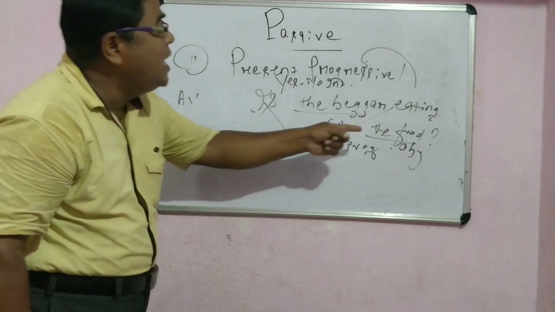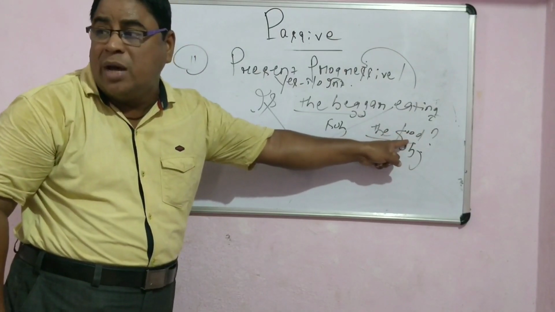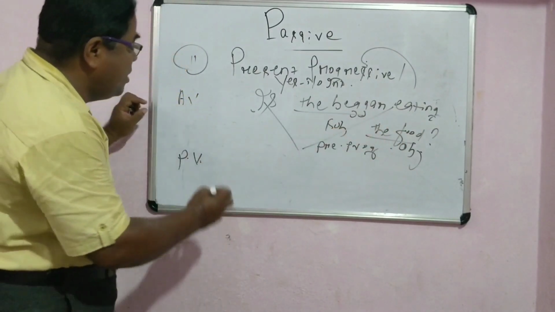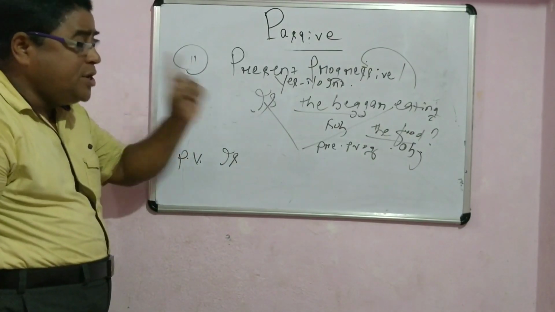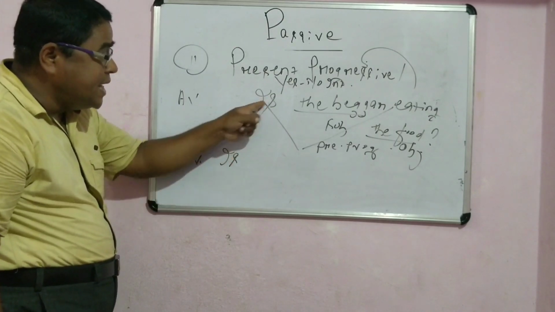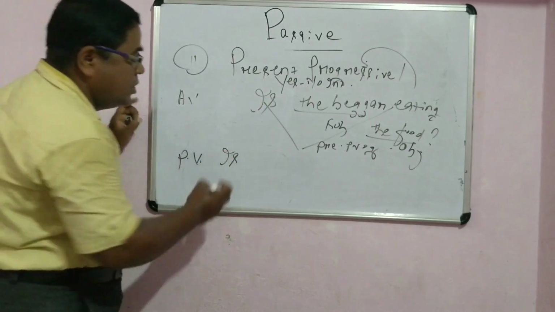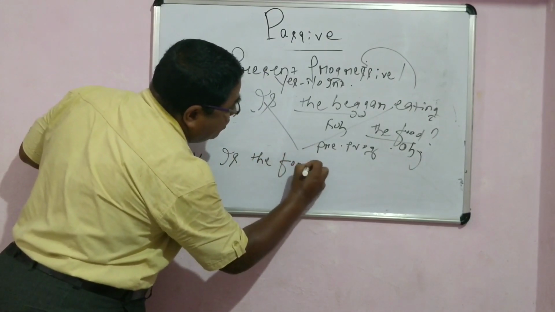Active into passive means you have to change the food as the object. Remember, food is an uncountable noun. As food is an uncountable noun, you have to begin with the singular verb "is", because for every uncountable noun your verb becomes singular. So the same verb should be retained. Is, then the object should be the subject: is the food.